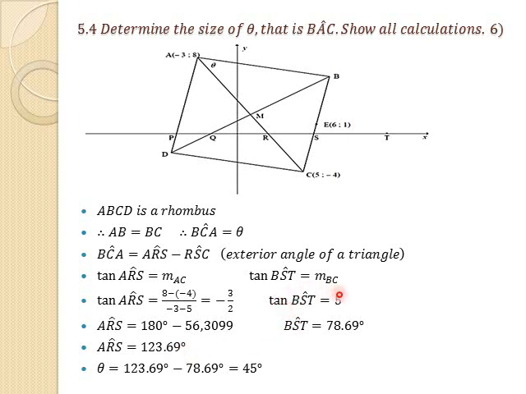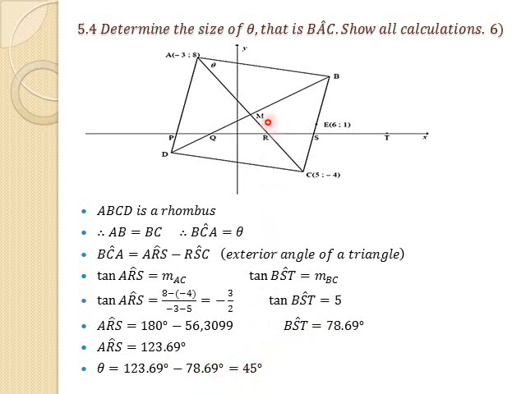Then shift tan 5, BST equals 78,69 degrees. Alright, so theta then equals my biggest exterior angle minus the interior angle. So 123,69 minus 78,69, which gives me 45.